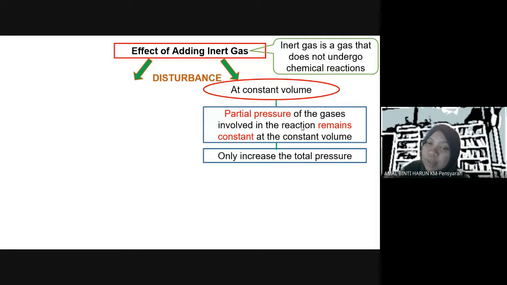So, kalau kita tambah inert gas, partial pressure tak berubah, tetapi total pressure berubah. Sebab apa? Sebab kita belajar Dalton. Tadi total pressure, partial pressure A tambah B tambah C. Sekarang, bila tambah inert gas, partial pressure A tambah B tambah C tambah partial pressure inert gas pula. So, total pressure yang bertambah.